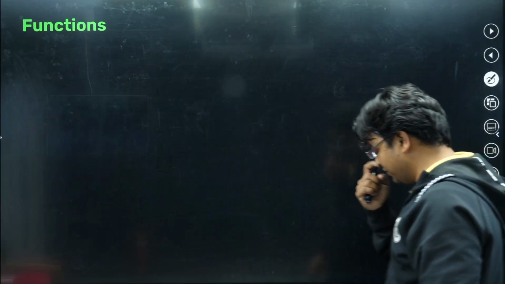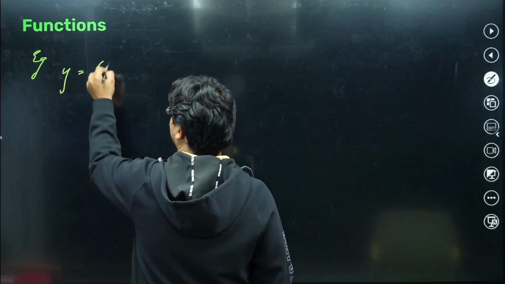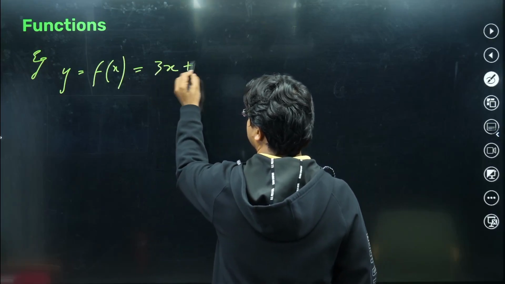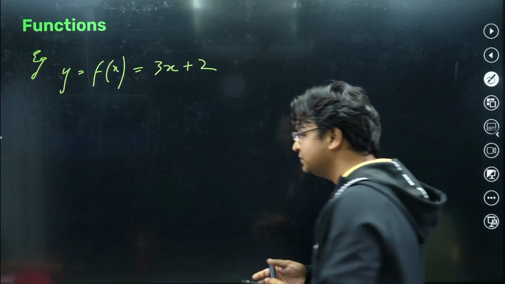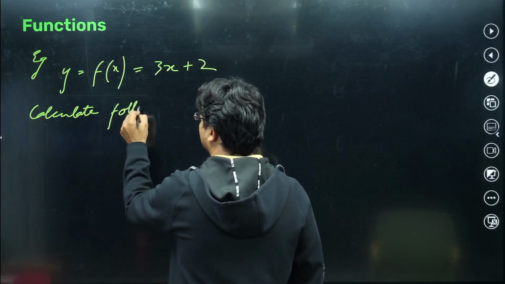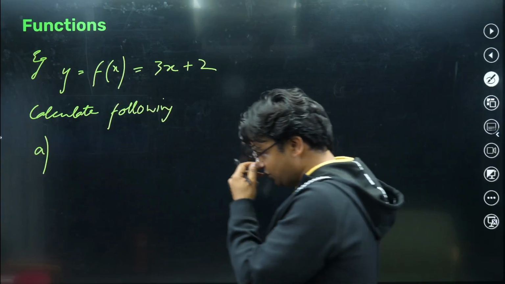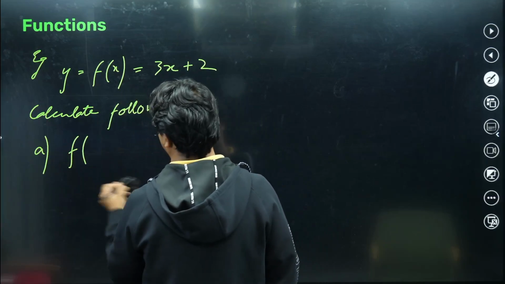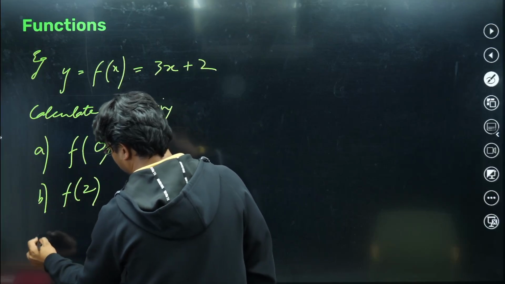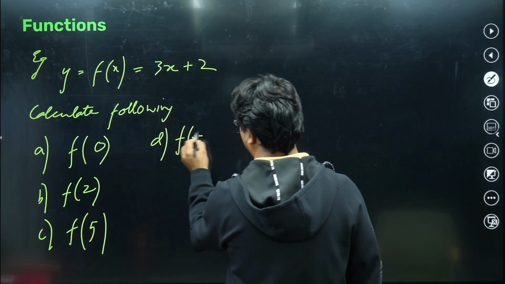If this is clear, let me give you a question. Let's say I have defined y as a function of x, and let's say f(x) is 3x plus 2. Now calculate the following. First of all, let's say you want to calculate f of 0. Then let's calculate f of 2. Then f of 5. Then f of minus 2.